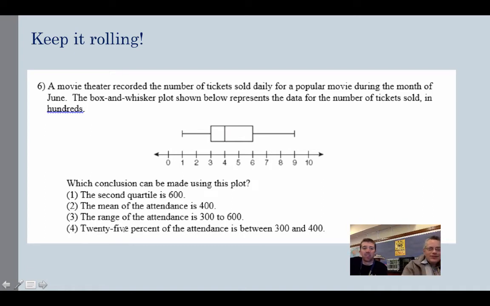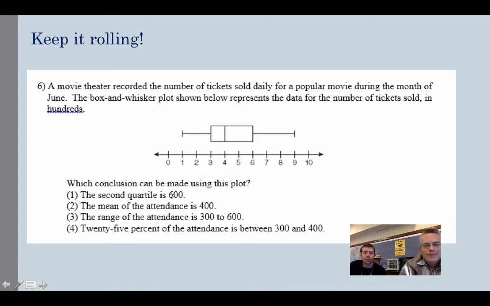Okay, Mr. Lewis. A movie theater recorded the number of tickets sold daily for a popular movie during the month of June. The box and whisker plot shown below represents the data for the number of tickets sold in hundreds. What conclusion can be made using this plot?